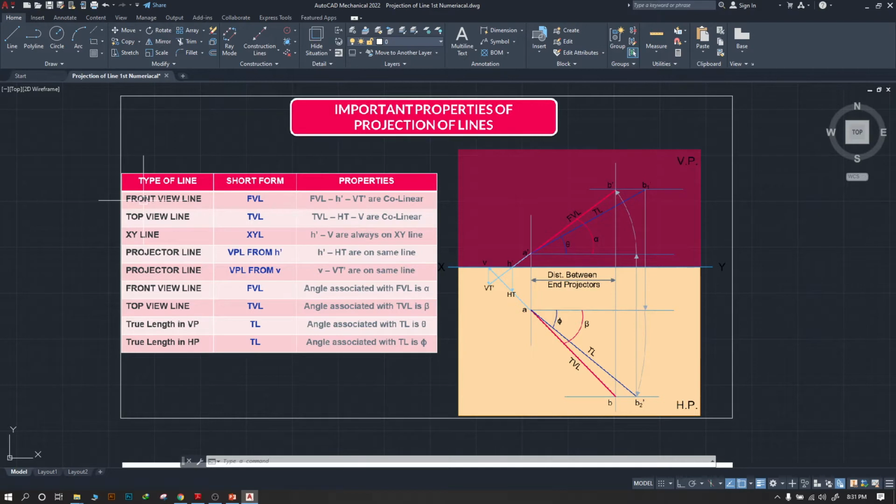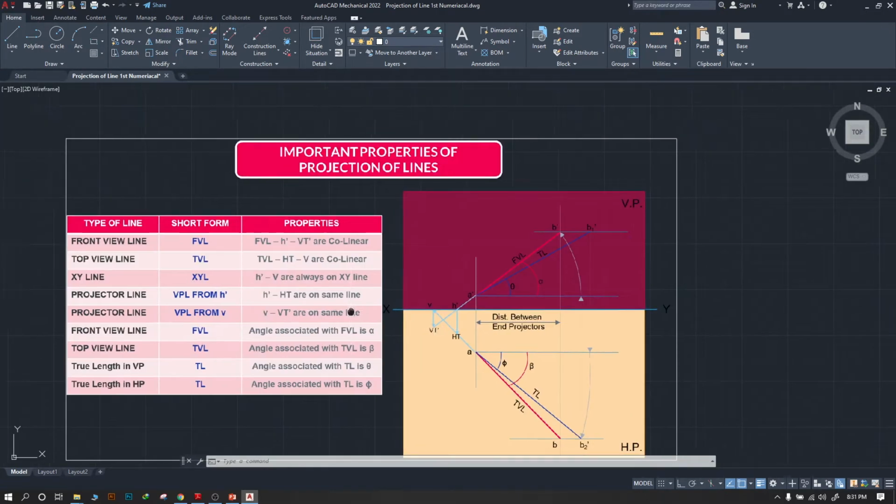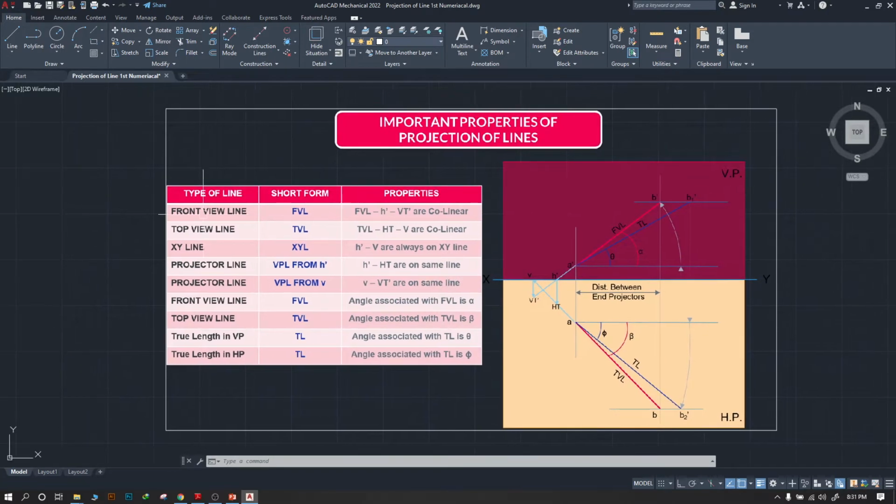On the right hand side the image is there, and the same properties are mentioned on the left hand side. So for the front view line, the short form is the front view length, and the property is that h dash and vt dash are collinear. Here it is, front view length h dash and vt dash are collinear in the vertical plane. Next, top view line, short form is TVL, that is top view length, and property is that top view length ht and v are collinear.